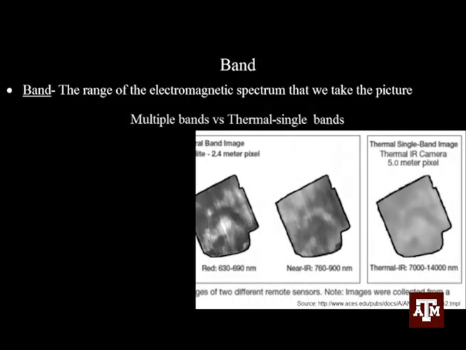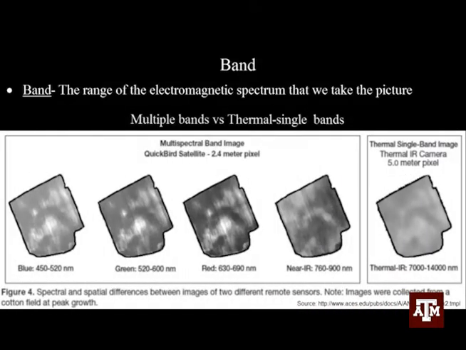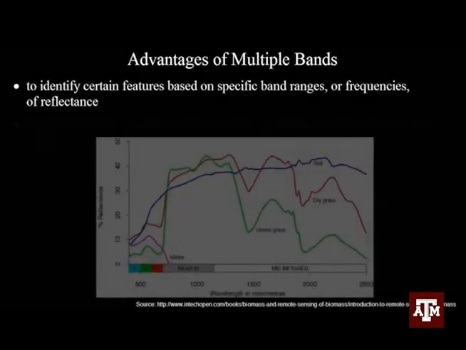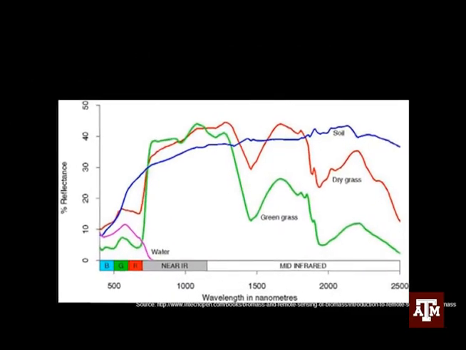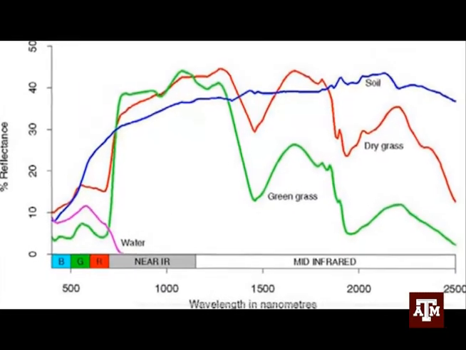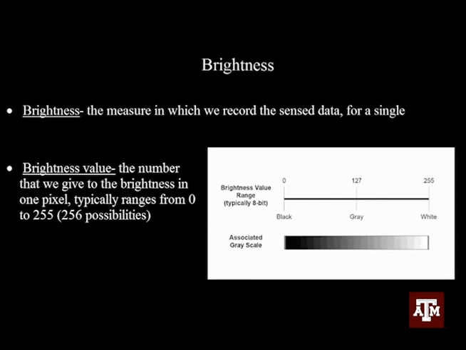A band is a range within the electromagnetic spectrum, and it can include multiple bands and thermal single bands. Typically, we use multiple bands since it can help to add color to the brightness values when combinations of bands are added together. Brightness is the measurement of sensed data that is recorded in a single band. The brightness values range from 0 to 255, corresponding to colors from black to white.